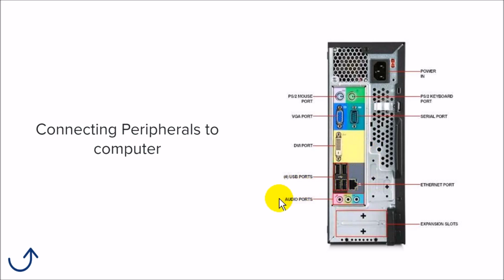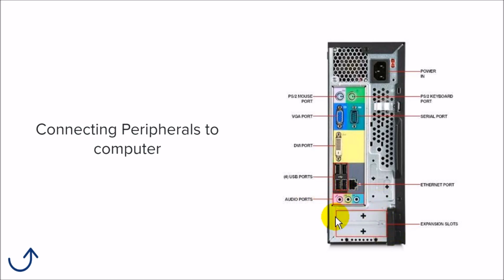Then you also have audio ports and microphone. Some microphones today come with this audio port. If you look at it, you find a symbol representing the microphone. Also here you can connect your earpiece and all that. You can also connect your speaker using this port.